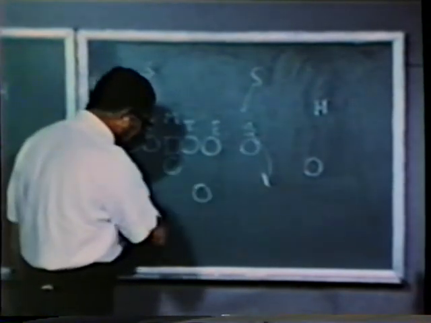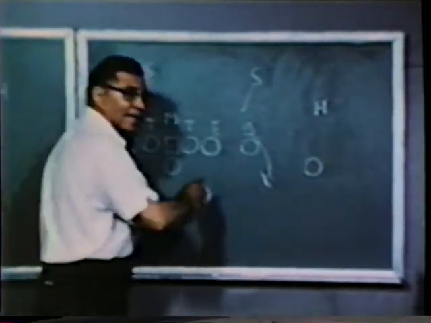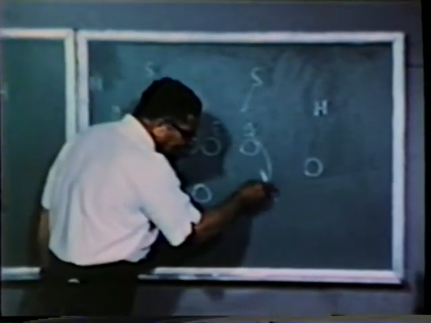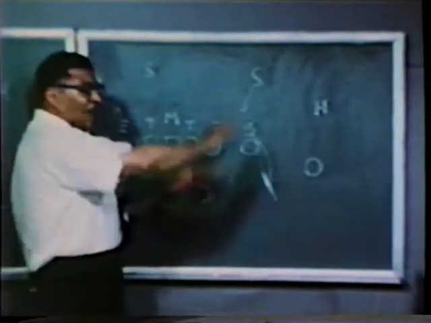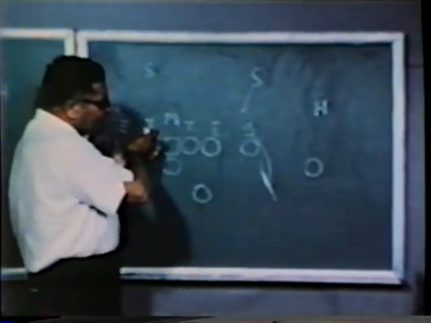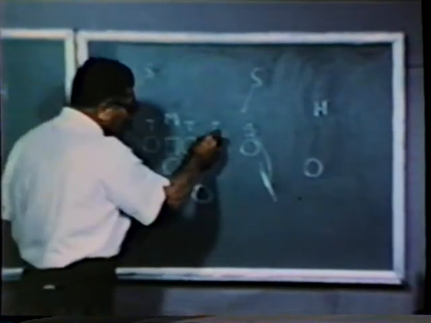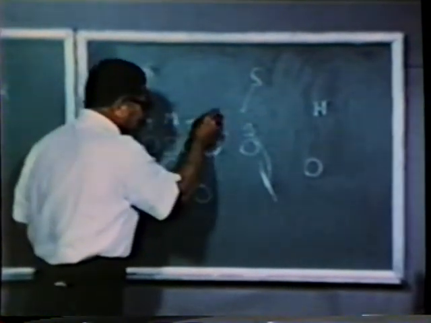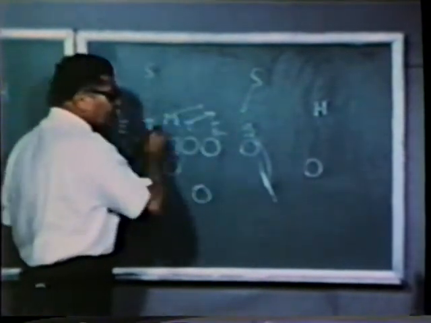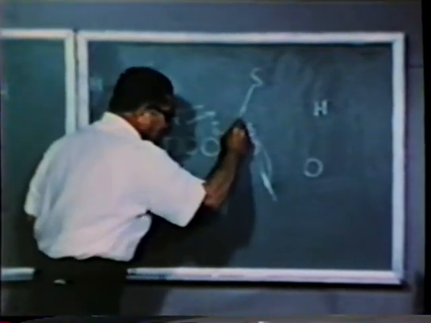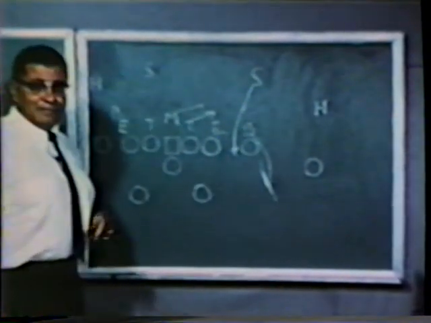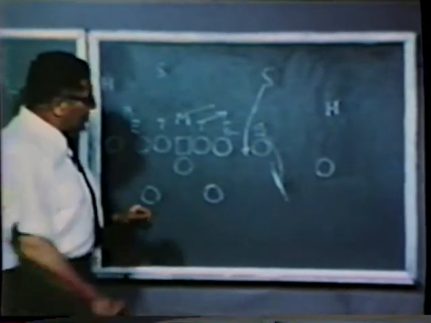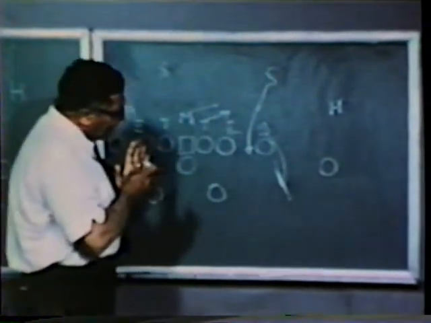If the YN blocks and the flow comes to him, he immediately penetrates on the outside and gets penetration. He gets into the backfield, so nothing can get outside of him. He forces everything in. He forces it to whom? He forces it to the end. He forces it to the tackle in his pursuit. He forces it to the middle linebacker, and the safety man comes up hard on the inside and usually makes the tackle right on the line of scrimmage. We call this the linebacker force.